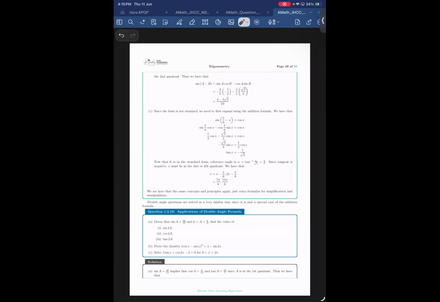Trigo equations and identities, I would probably say it's the hardest thing in AMath, because if it's a hard question, it can be really hard.